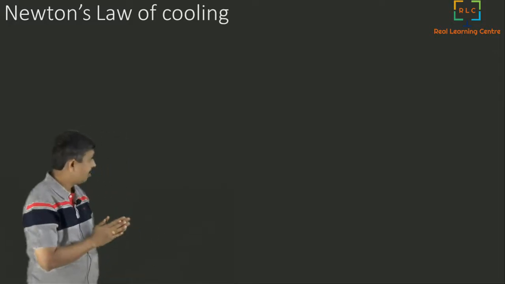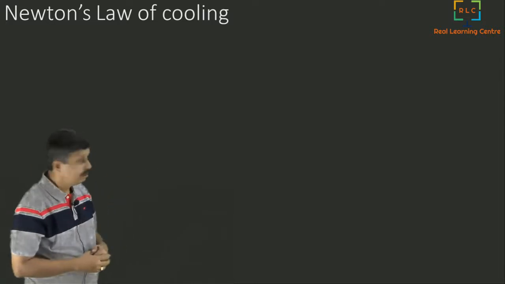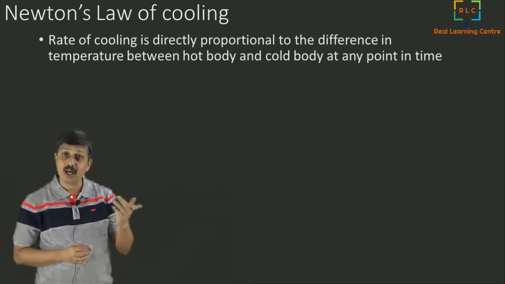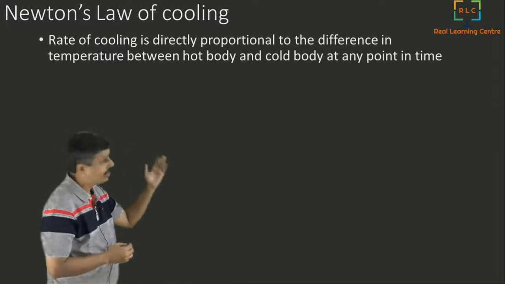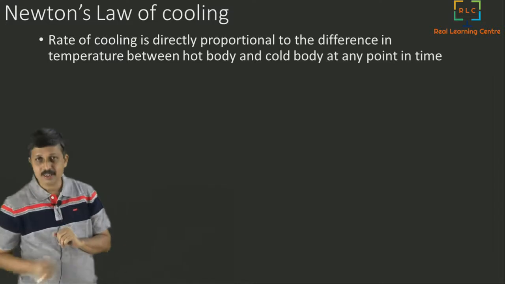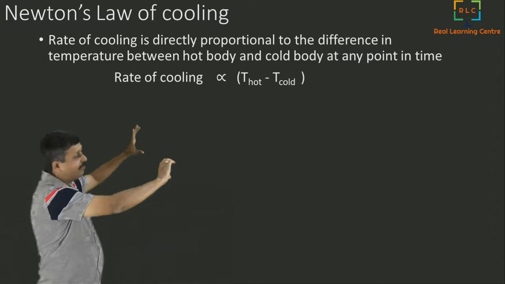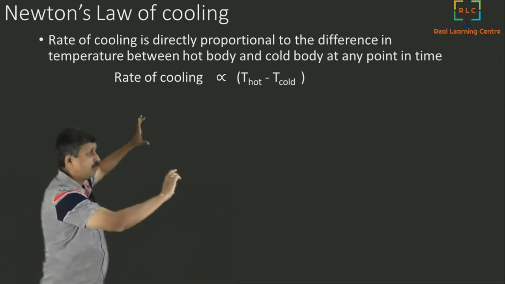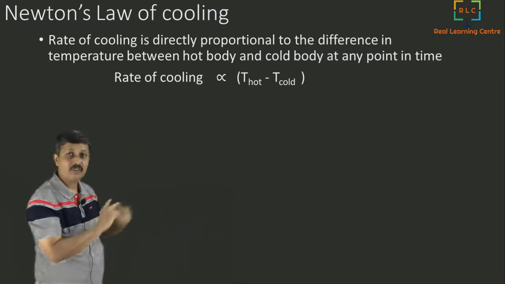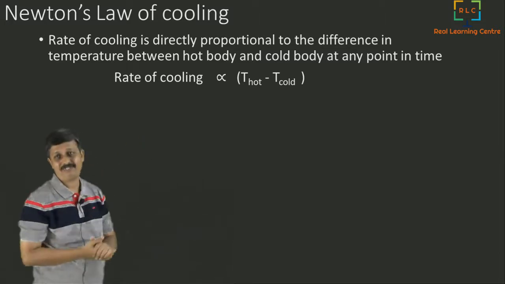According to Newton's law of cooling, basically he says that the rate of cooling is directly proportional to the difference in temperature between the hot body and cold body at any given point in time. A long statement, but it has a very simple meaning. Let us say there is one hot body and there is a cold body. If the temperature difference between them is large, then it cools down quickly. The rate of cooling is higher. That means rate of cooling is more when the difference is more.